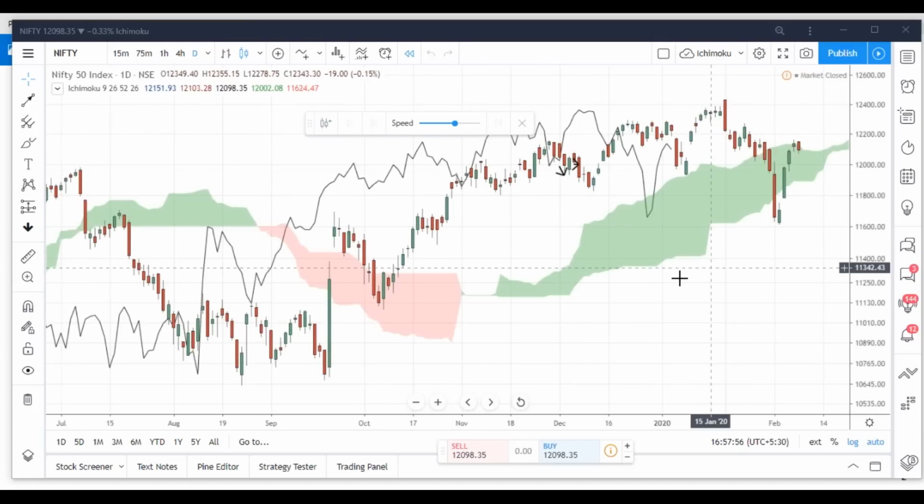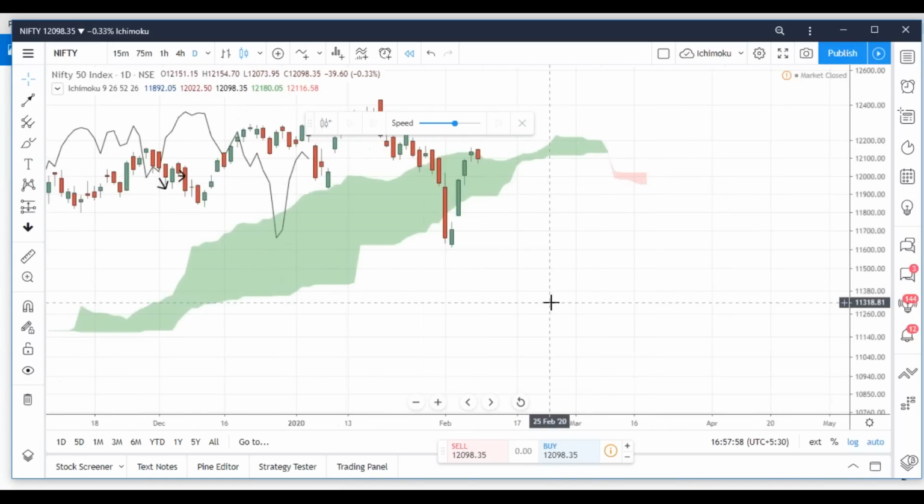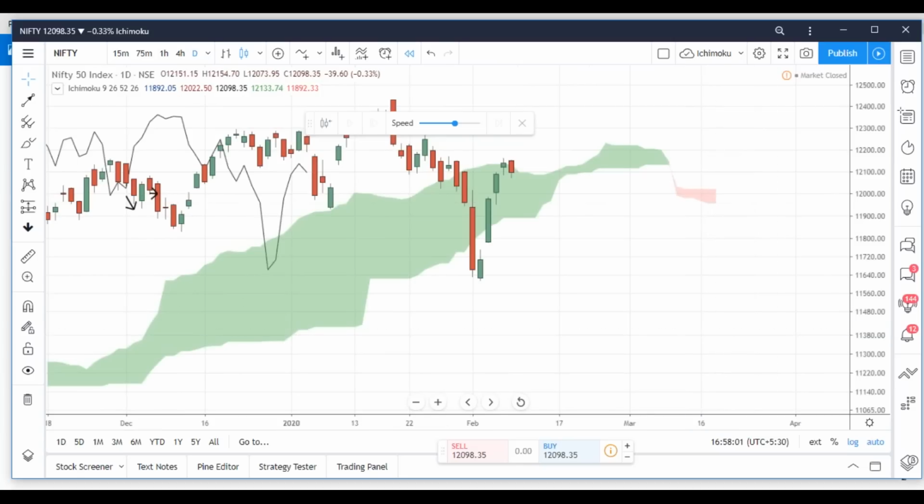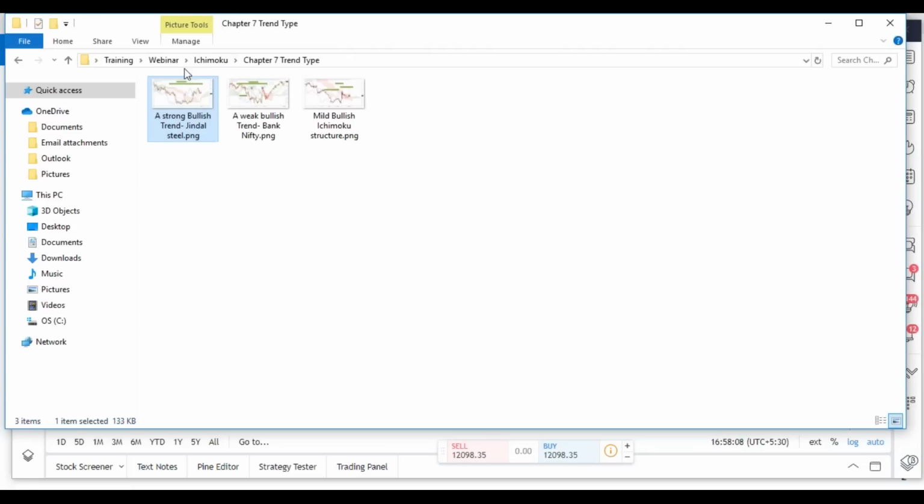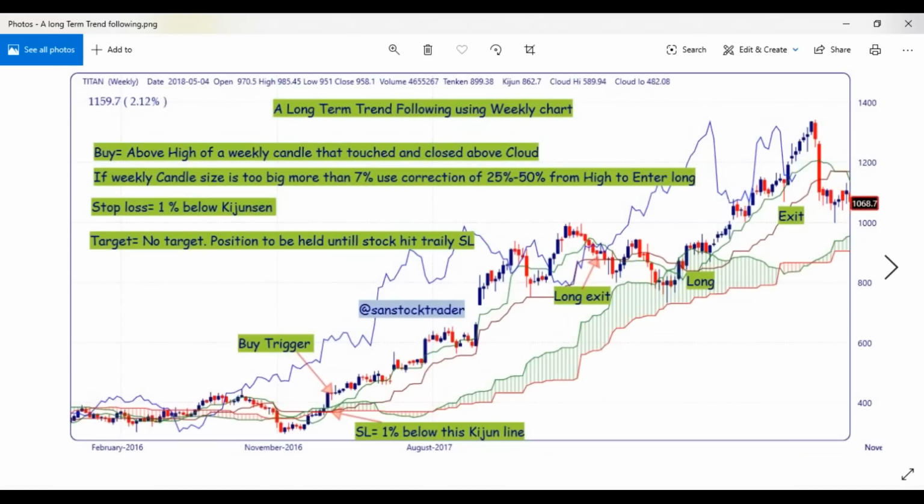So here it is all. Hope you guys understand all the concepts shared here. Now I am ready to take the question and answer. Before that, I want to explain long-term trend following using the Ichimoku system.